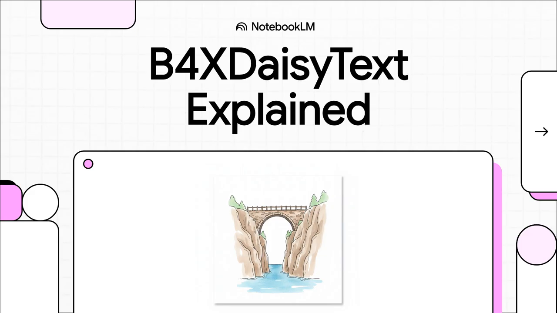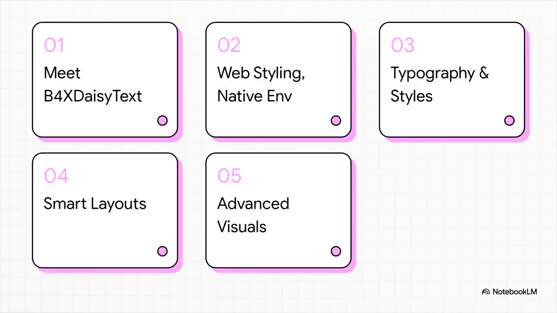Look, creating a beautiful, modern user interface can honestly sometimes feel like an uphill battle against the native platform's layout constraints, right? But today, we're exploring some source material that covers a tool called B4XDaisyText. It promises to be the ultimate bridge between the rapid world of web prototyping and native app development. So here's our roadmap for today.